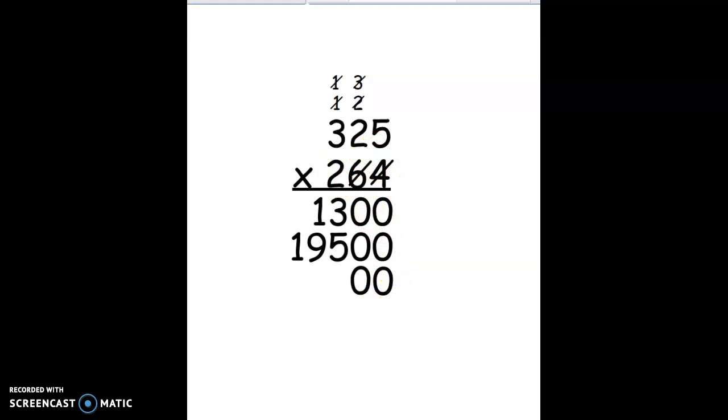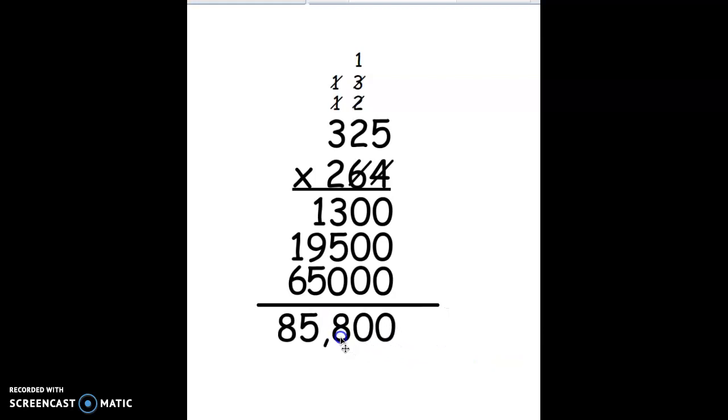So 2 times 5 is 10. Going to regroup the 1. 2 times 2 is 4, plus 1 is 5. 2 times 3 is 6. And then we're going to add those partial products. In this case, we have 3 partial products, and we're going to get 85,800. So the steps don't change at all.